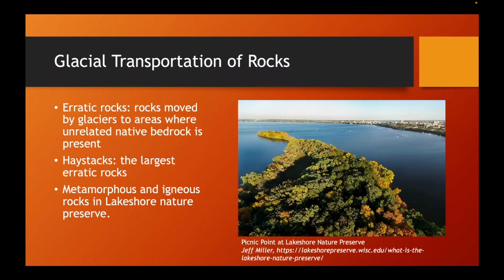Glacier transportation of rocks. So when the Green Bay Lobe was sliding over Madison, it deposited a bunch of sediment. These are referred to as erratic rocks because they're non-native to the Madison area. The largest of these were referred to as haystacks. It also deposited metamorphic and igneous rocks too. Now, this picture here is showing the topography of Picnic Point here. It's just a pretty neat picture.